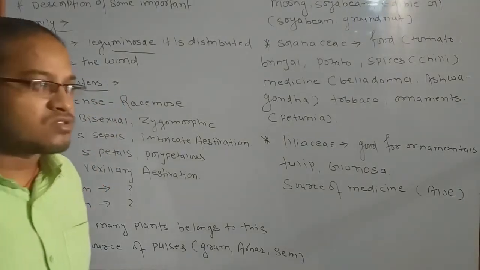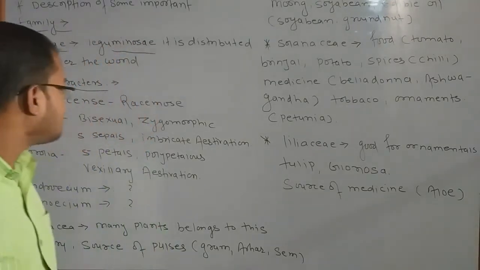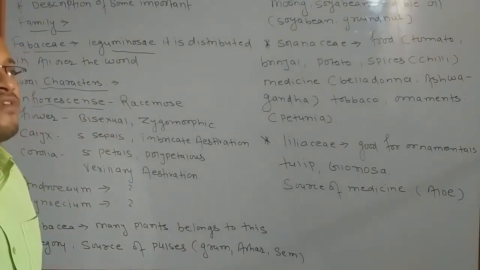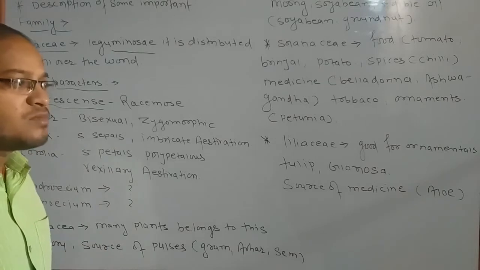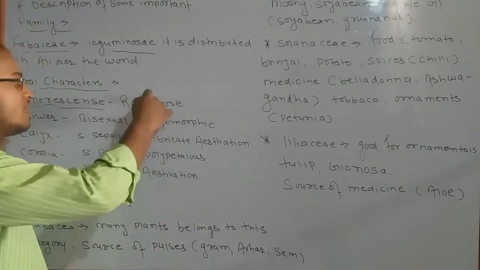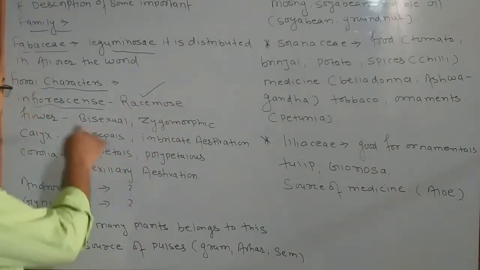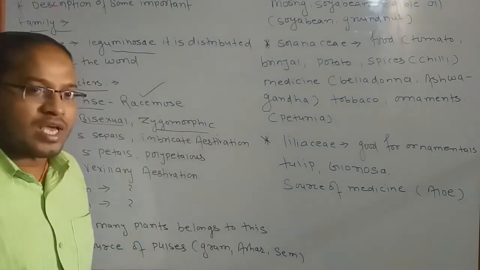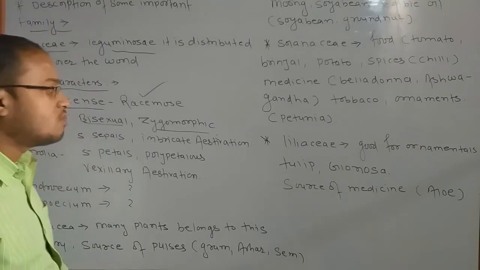किस तरह के कैरेक्टर्स को वो पोजेस करते हैं. ठीक है. सो फर्स्ट वन, हाउ मेनी टाइप्स ऑफ इनफ्लोरेसेंस आर जनरली फाउंड इन फेबिएसी ग्रुप. फेबिएसी प्लांट्स में होने वाले इनफ्लोरेसेंस में जनरली ये रेसिमोस के होते हैं. ठीक है. फ्लावर्स कैसे होते हैं, बाइसेक्सुअल होते हैं, जाइगोमॉर्फिक. वी हैव ऑलरेडी डिस्कस्ड व्हाट इज द मीनिंग ऑफ जाइगोमॉर्फिक.